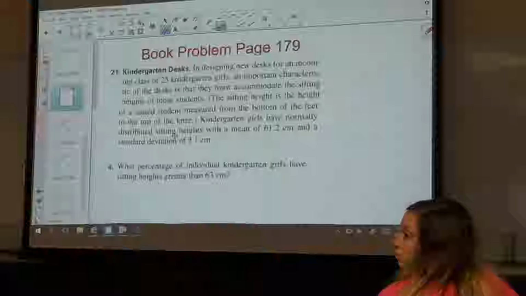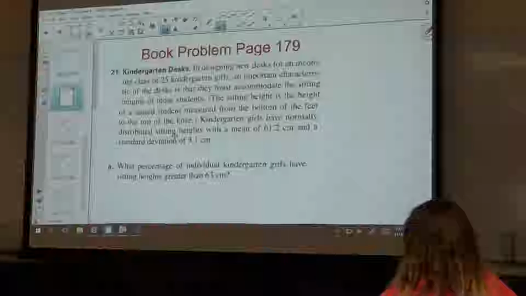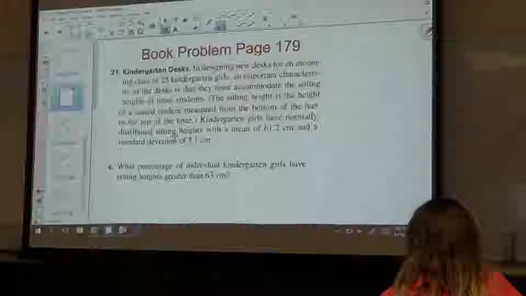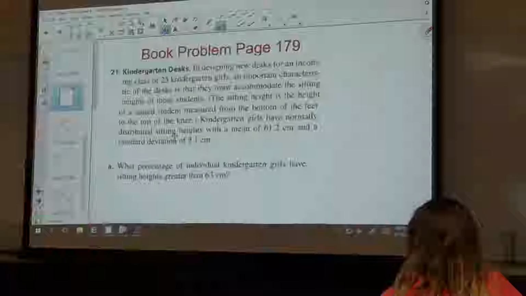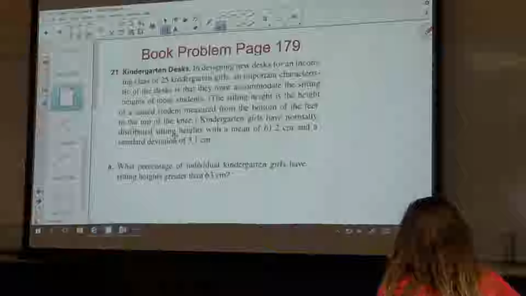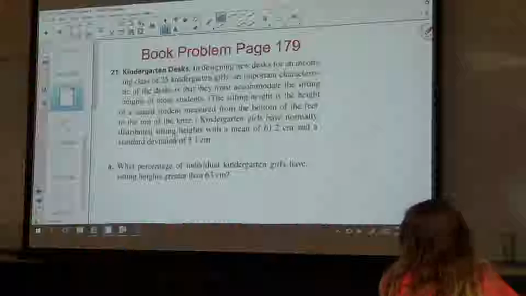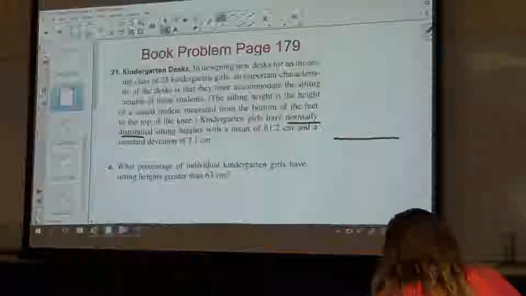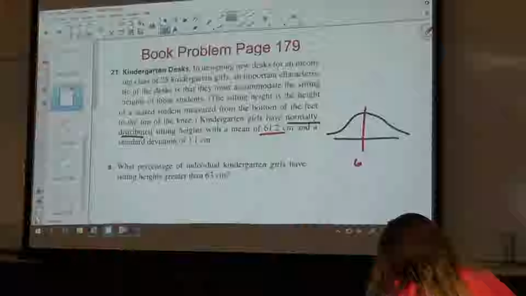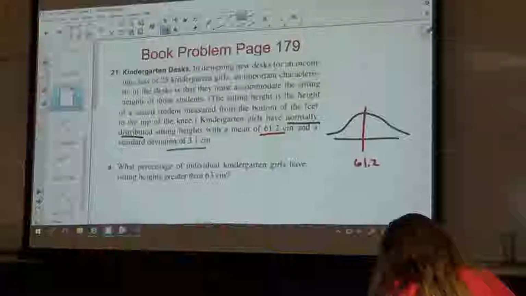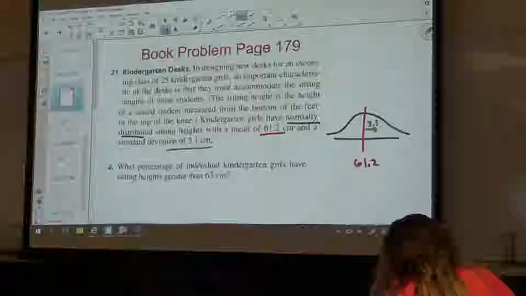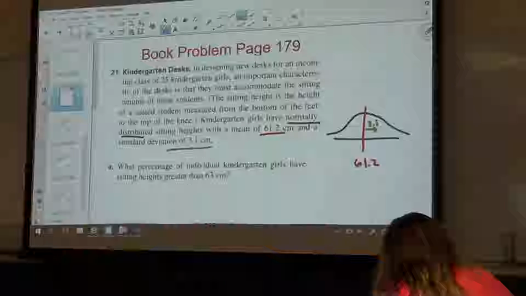So what they did is they found a bunch of kindergarten girls, and they measured from their foot to the back of their knee. They needed to know how high to make it, because those chairs don't go up and down. What they found out when they measured a bunch of girls is that kindergarten girls have a normal distribution with a mean of 61.2 and a standard deviation of 3.1. And they used that data to make the kindergarten seat.